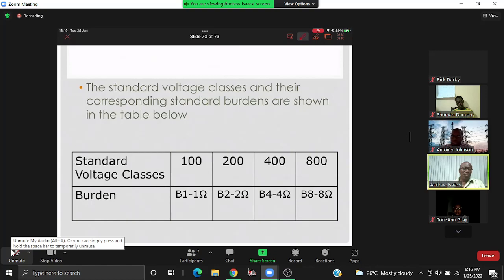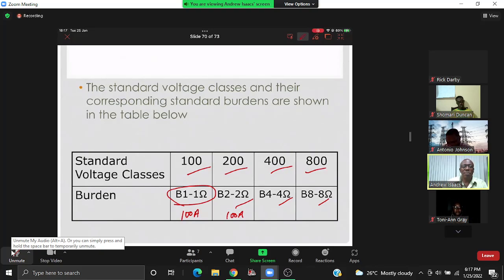So remember we spoke earlier about the standard burden for the class C CT, right? The standard burden B1 is 1 ohm. We have 2 ohm, 4 ohm, and 8 ohm. So these are the standard burdens: 1, 2, 4, and 8. And based on what we said earlier, the standard voltage class would be 2 ohm times 100 amps, so we get 200 volts.